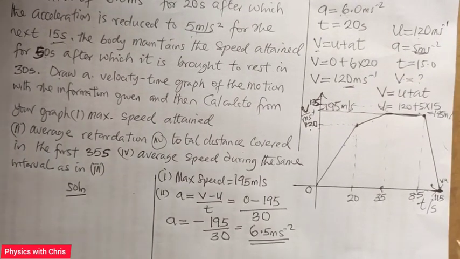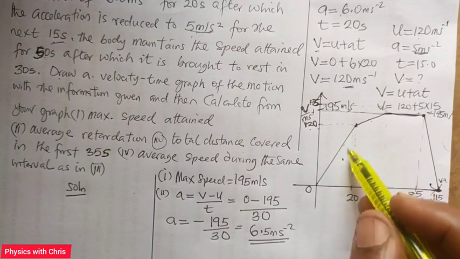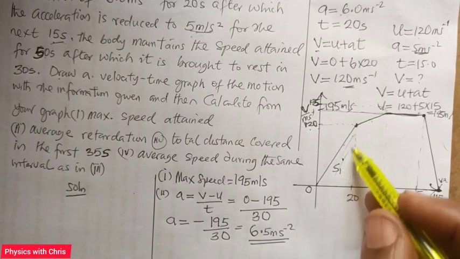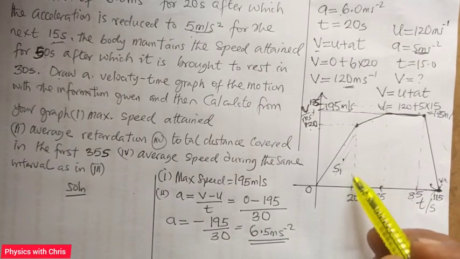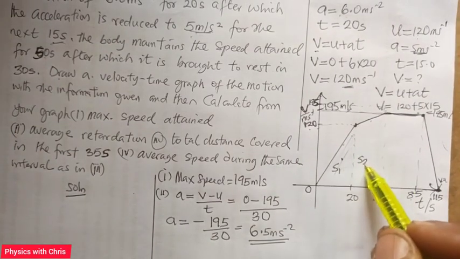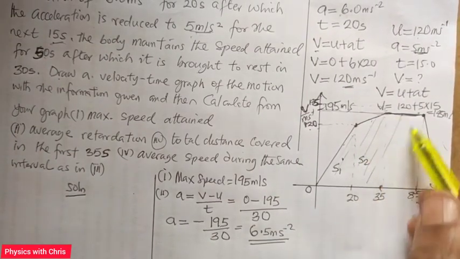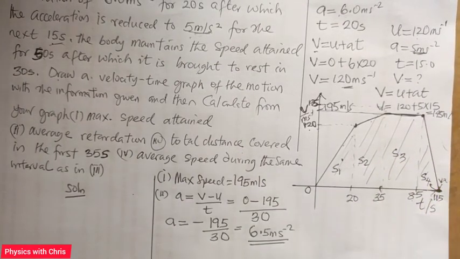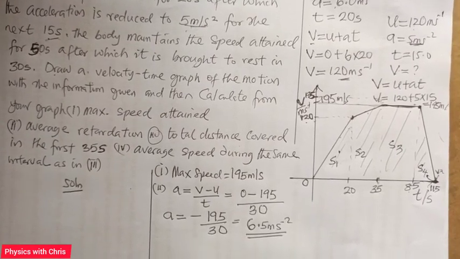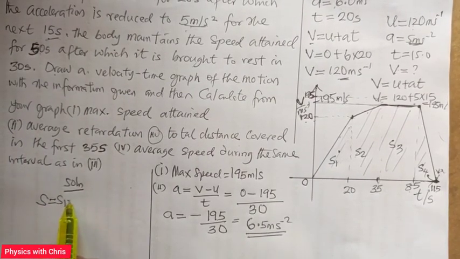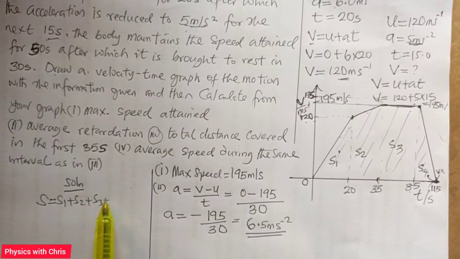This is the area under the graph. Let's call this S1. That is the distance covered in the course of accelerating at the rate of 6 meters per second squared. That's the area of a triangle. S2 is the area of a trapezium. S3 is the area of a rectangle. And S4 is the area of a triangle. I'm sure you'll be able to use the different formulas for finding different areas to calculate the total distance covered. So the total distance covered is S1 plus S2 plus S3 plus S4.